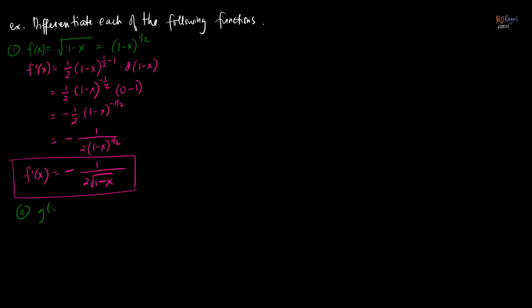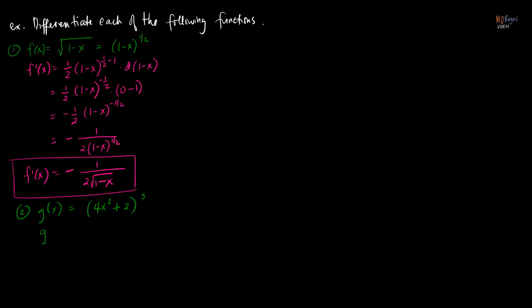Number 2, given g of x equals a power of 4x squared plus 2 raised to 3. You have a choice if you want to expand this. Raising 4x squared plus 2 to 3 is very easy to expand, but for larger exponents, I'm sure you will not choose to expand anymore. So instead of expanding, we'll just use the generalized power rule to differentiate that function.